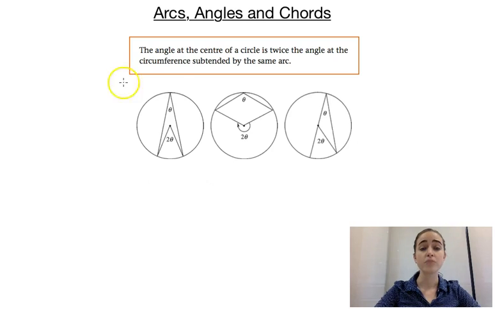Our third property tells us that the angle at the center of a circle is twice the angle at the circumference subtended by the same arc.